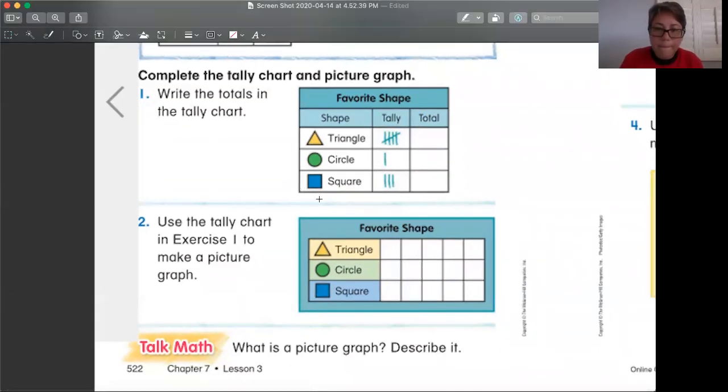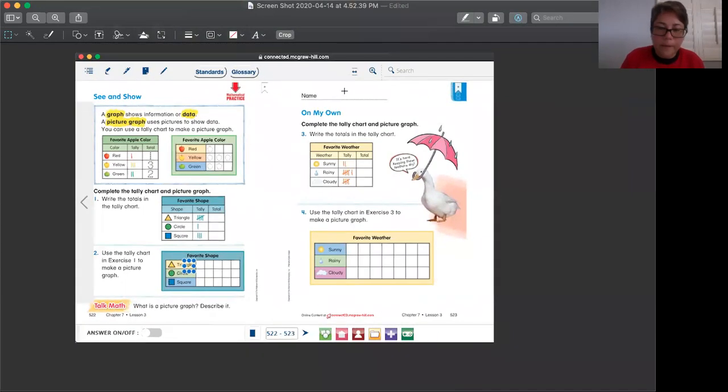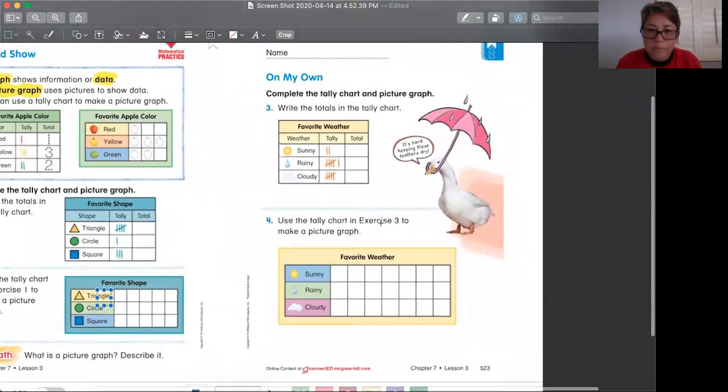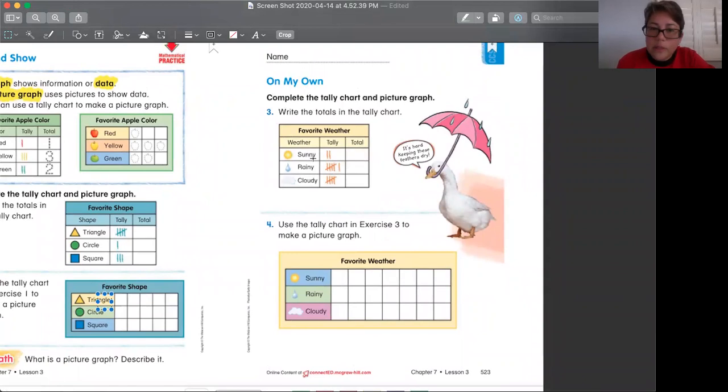I want you to take a look at this page. On your own, you're going to count how many people chose sunny weather, rainy weather, or cloudy weather. And you can write this down in a notebook. And then, you do this first, and then you can make your own picture graph here. Okay, so you can pause it there and take a look at the page and write it down. You send me a picture.